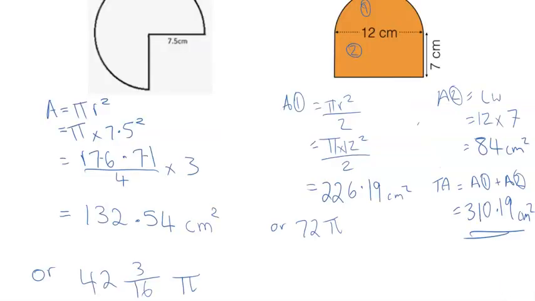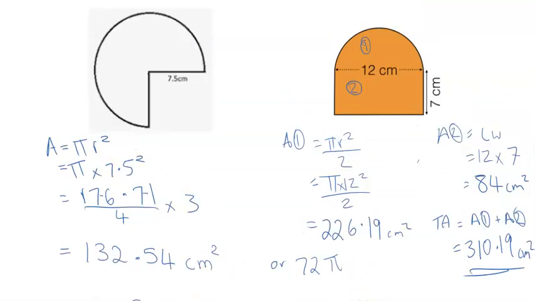And here are the answers. So for the first one, once again, I worked out the area of the entire circle, divided it by 4, and then multiplied it by 3 for the 3 quarters, and there is the answer in centimeters squared. I've also given you the answer in pi form. Sometimes questions will ask you for the answer in pi form. It means that you need to give whatever the answer is calculated as much as possible without actually calculating the value for pi. So in this case, it would be 42 3/16 pi.